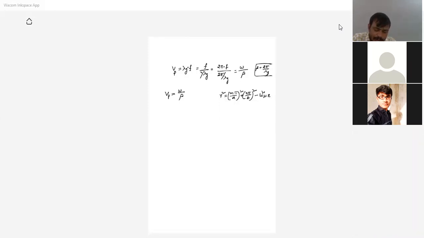Already gamma is equal to alpha plus j beta. I'm taking only the j beta term now; the alpha term is 0. So (j beta) whole square is equal to omega c square mu epsilon minus omega square mu epsilon.